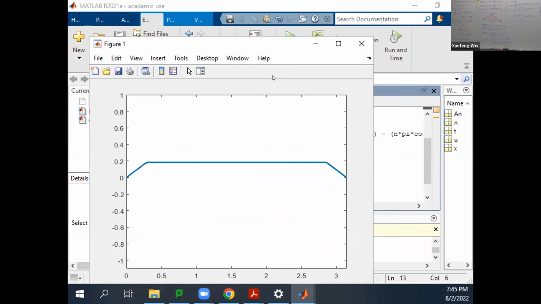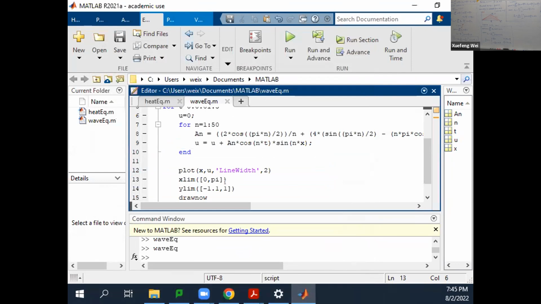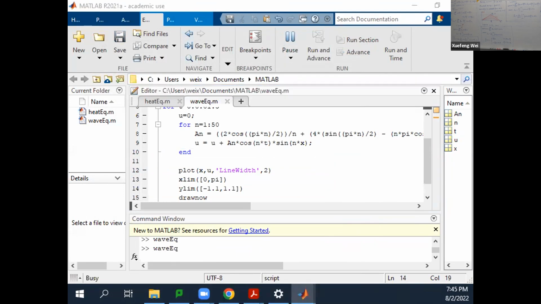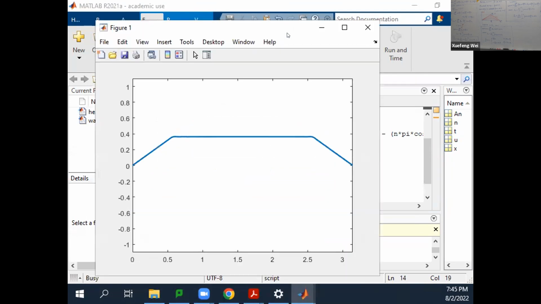From minus 1.1 to 1.1. So it's symmetrical. And this is the vibration. So I fixed y from minus 1.1 to 1.1, x from 0 to pi. So that is kind of, it's always part of the same range.